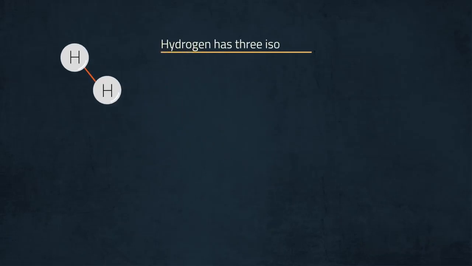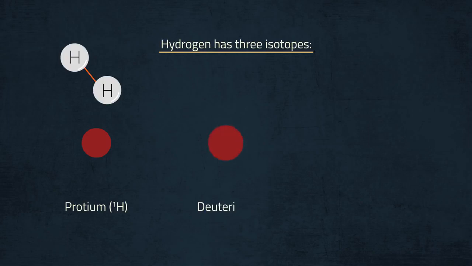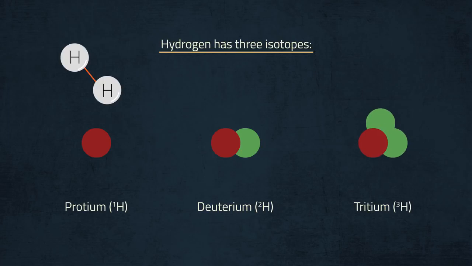Hydrogen has 3 isotopes. Normal hydrogen with 1 proton in the nucleus, the very rare deuterium, or heavy hydrogen, with a proton and 1 neutron, with twice the atomic weight of normal hydrogen, and the artificially made radioactive tritium with 2 neutrons.